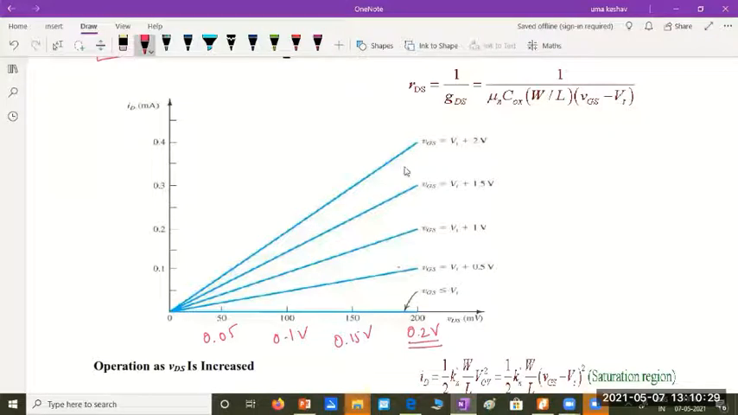Different curves are drawn for different values of VGS. If VGS is less than VT, that curve lies on the x-axis because there won't be any current. The device won't be conducting if VGS is less than VT. Whereas as VGS crosses VT by 0.5, I'll get this, by 1, by 1.5. So this depends.